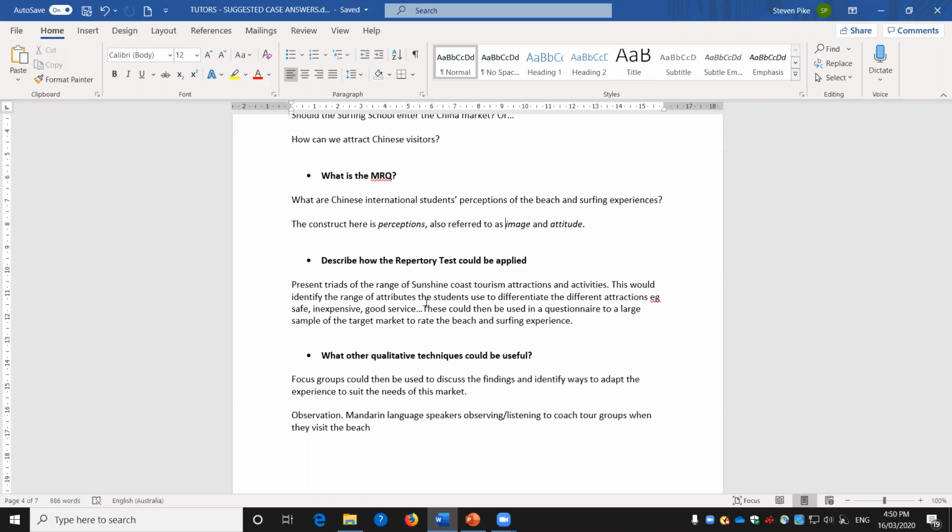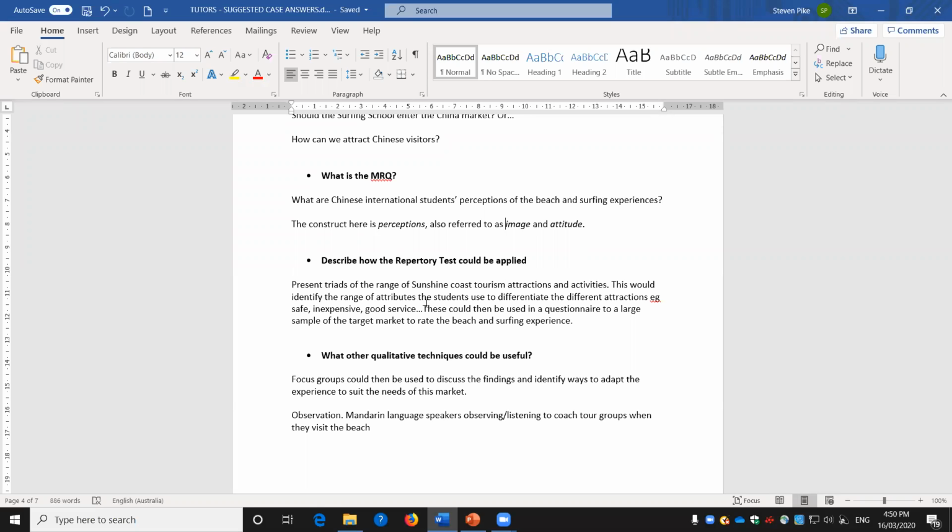Other qualitative approaches that could be useful, 2 in particular, one could be focus groups, because often some groups of people might be more comfortable talking about these experiences as a group rather than individually. So we can have a group discussion and brainstorm their ideas on why the surf experience is or isn't attractive, and in particular why they're not partaking in that particular experience at the moment.